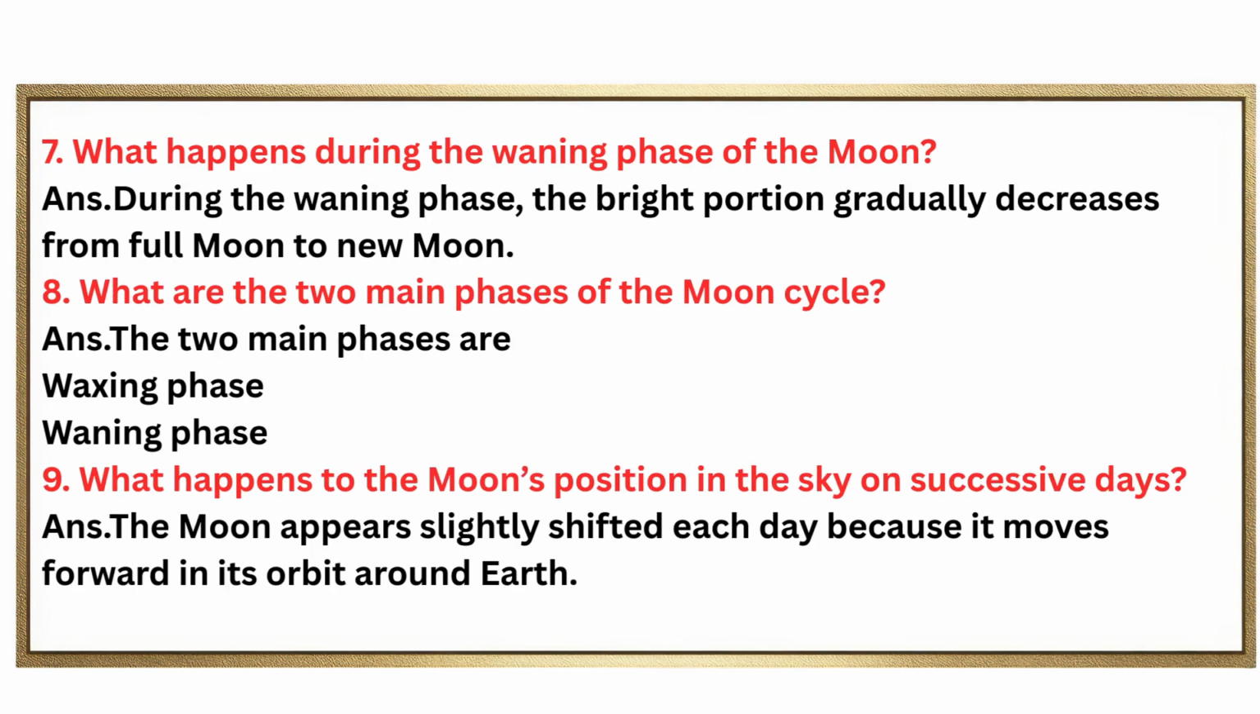Question number 7. What happens during the waning phase of the moon? Answer. During the waning phase, the bright portion gradually decreases from full moon to new moon. Question number 8. What are the 2 main phases of the moon cycle? The 2 main phases are the waxing phase and the waning phase. Question number 9. What happens to the moon's position in the sky on successive days? Answer. The moon appears slightly shifted each day.